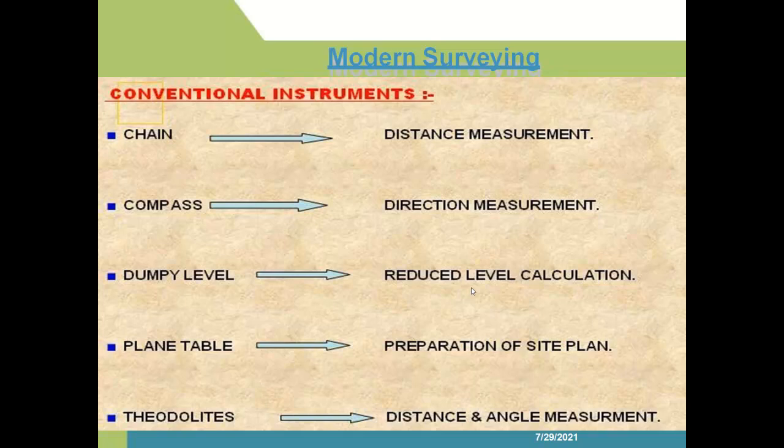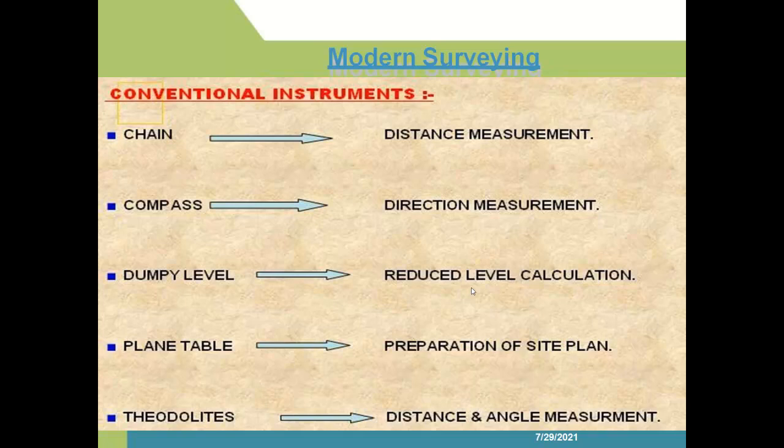Dumpy level is utilized for elevation and level calculation only. Plane table survey is utilized for distance and direction measurement. At the same time, they prepare a site plan, because in the plane table they fix an A3 sheet on top of the plane table and draw the sketch plan at the same time. From the sketch plan they can identify the length of inaccessible locations also.